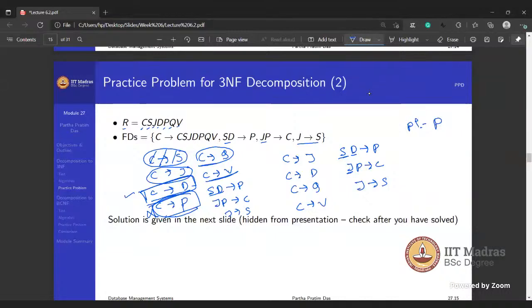Then we have to check whether P is an extraneous attribute or not. So find J closure without the help of P. We will only get J. So this is not an extraneous attribute. Okay, so finally, sorry. No, J and S, right? By using P, we are getting J, right? And from J, I'm getting S.